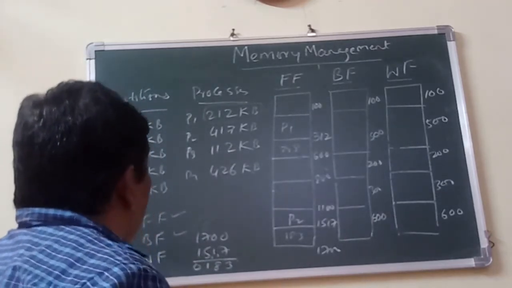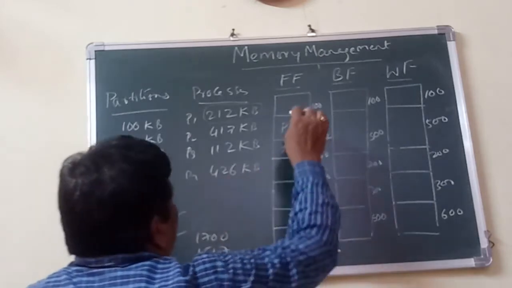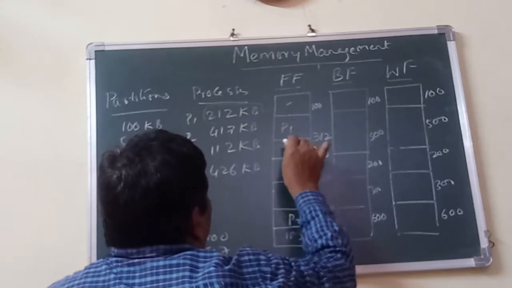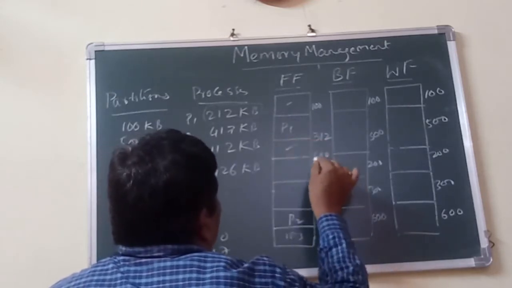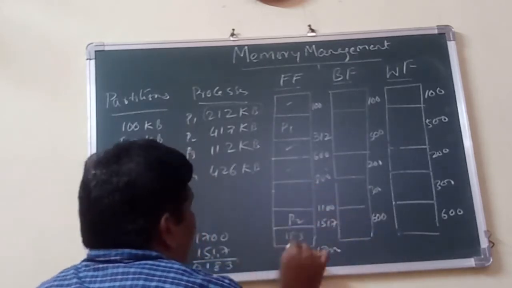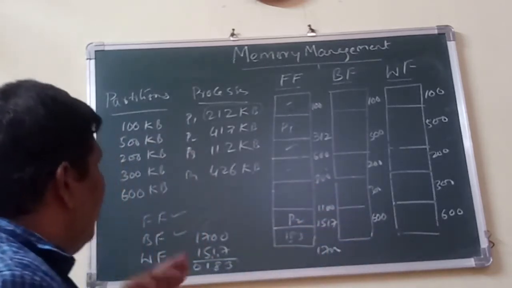Now we move on. This partition of 100 is free, this partition of 288 is free, this partition of 200 is free, this partition of 300 is free, and this partition of 183 is still free.